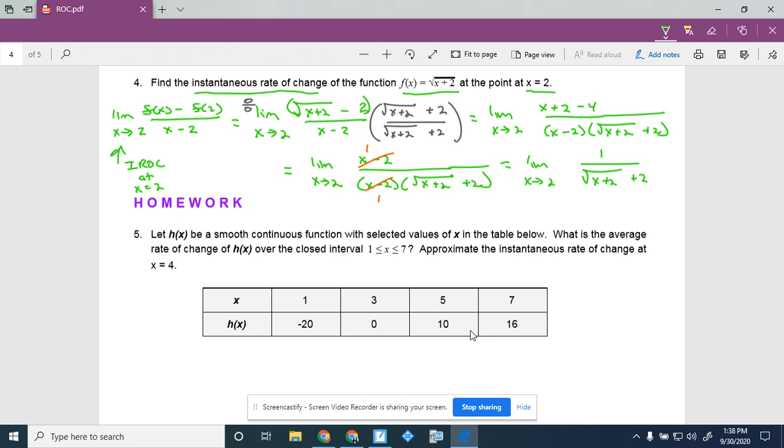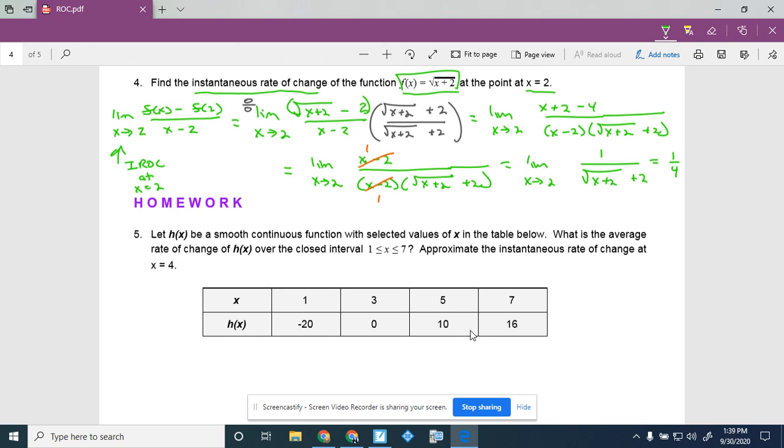So now I can actually chuck 2 in. So if I chuck 2 in, 2 plus 2 is 4, square root of 4 is 2, 2 plus 2 is 4, right? So I end up getting, at the end of the day, just 1/4 here. What does that represent? That is the slope of the tangent line on the graph of f at x equals 2. How else do I interpret that? It's the instantaneous rate of change of f of x at x equals 2.